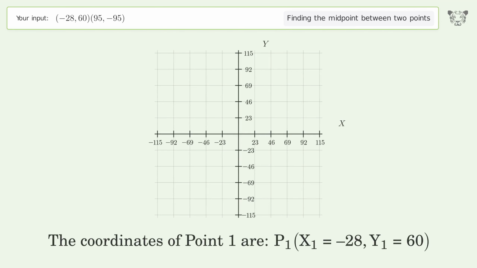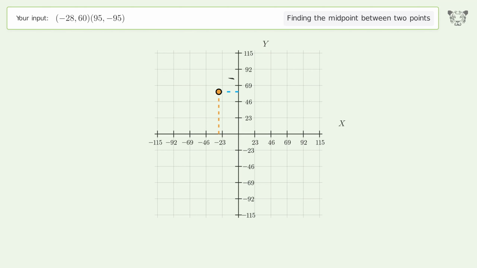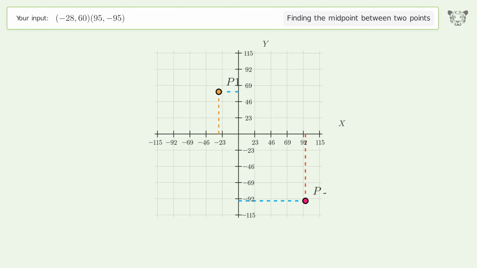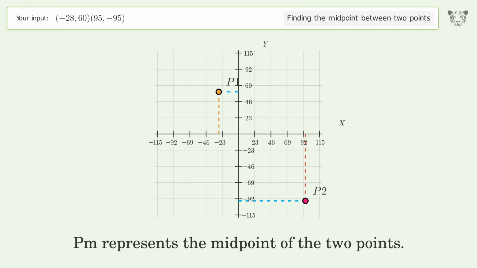The coordinates of point 1 are, x1 equals negative 28, y1 equals 60. The coordinates of point 2 are, x2 equals 95, y2 equals negative 95. PM represents the midpoint of the 2 points.